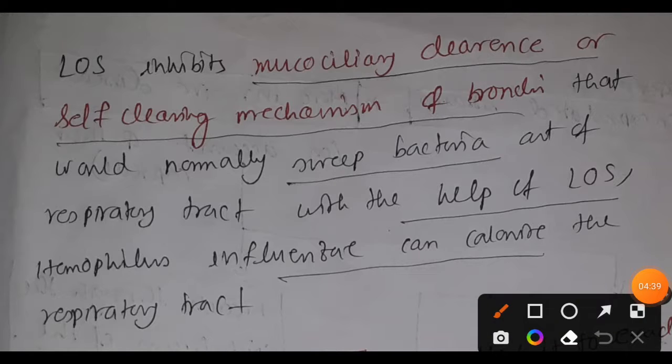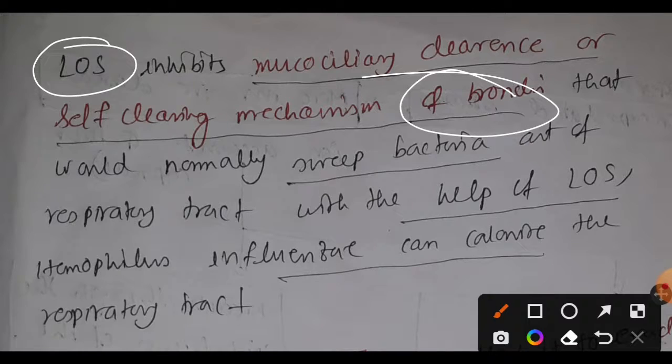This LOS will inhibit mucociliary clearance. Mucociliary clearance is the self-clearing mechanism of the bronchi. This self-clearing mechanism helps our respiratory tract stay bacteria free by sweeping them out.